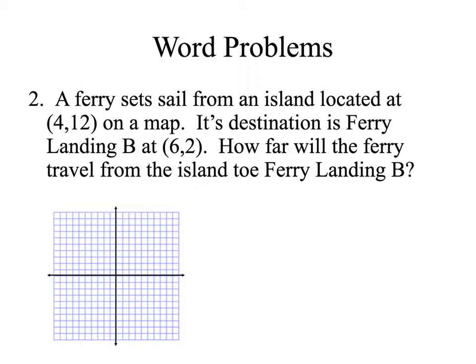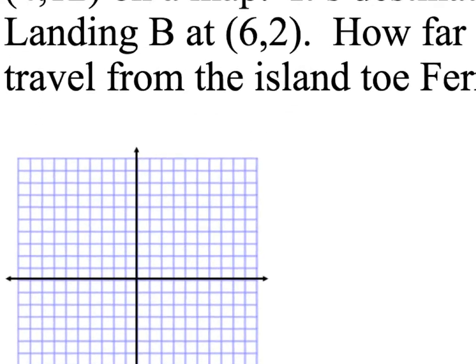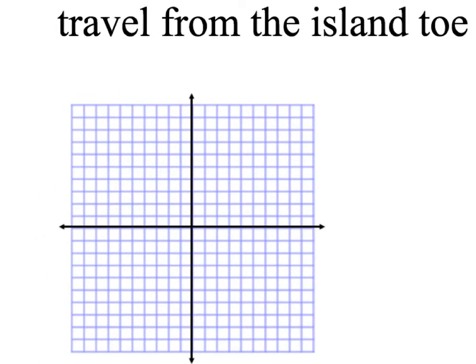Same sort of thing here. This time we're looking at 4, 12 and 6, 2. 4, 12 and 6, 2. Over to 6, up to 2. Then 4, 12: 1, 2, 3, 4, 5, 6, 7, 8, 9, 10, 11, 12. Oh, 4, 12. Over to 4, up to 12. So about up here.